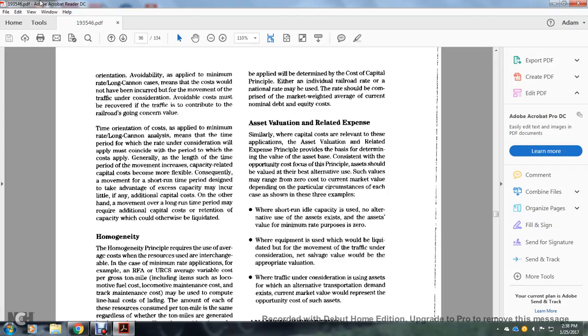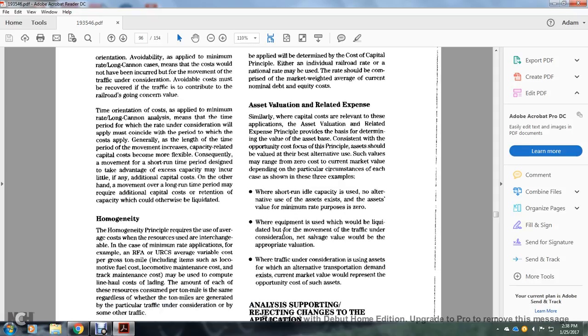Where the short run idle capacity is used and no alternative use for the existing assets exists, the asset value for the minimum rate purpose is zero. Where the equipment is to be liquidated before the movement of the traffic under consideration, the salvage value should be the appropriate valuation.